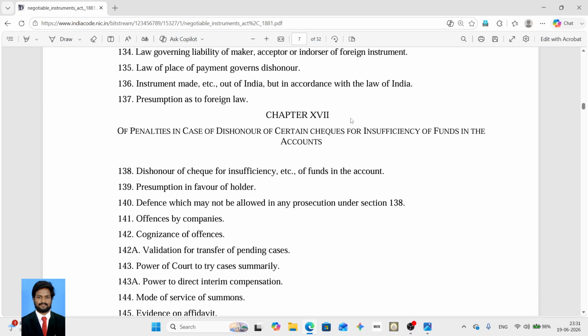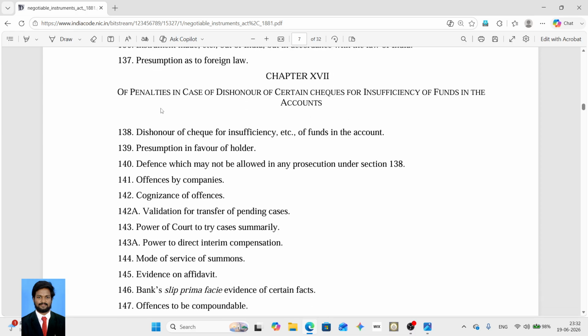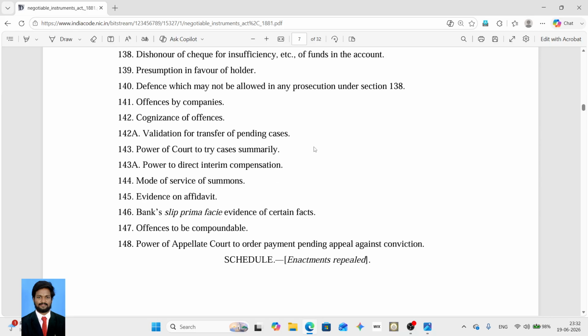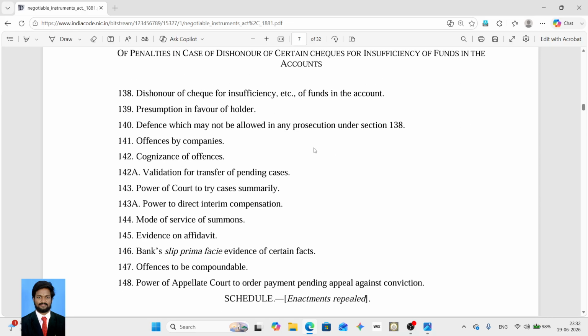Chapter 17 of penalties in case of dishonor of certain checks for insufficiency of funds in the accounts. 138 dishonor of check for insufficiency etc. of funds in the account. 139 presumption in favor of holder. 140 defense which may not be allowed in any prosecution under section 138.